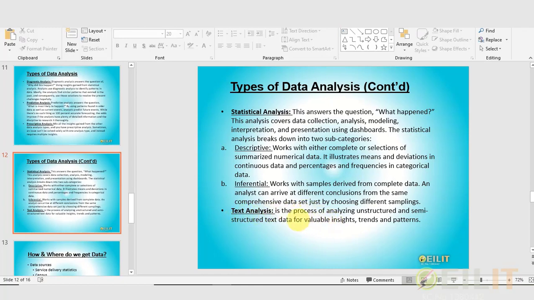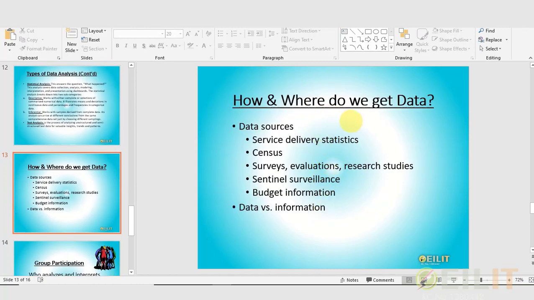In text analysis, we are trying to analyze unstructured and semi-structured text data for valuable insights, trends, and patterns. Now, when we talk about structured, unstructured, and semi-structured data, you are talking about data that is not predefined. This could be emails, HTML documents, tables, XML, that's Extensible Markup Language, and other things. So we are trying to get valuable meaning and trends from those particular written texts.